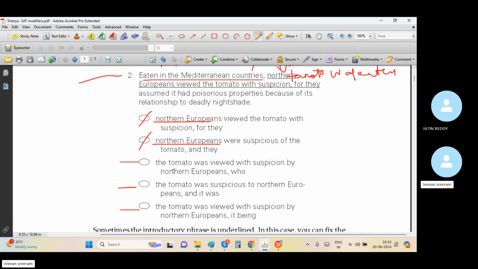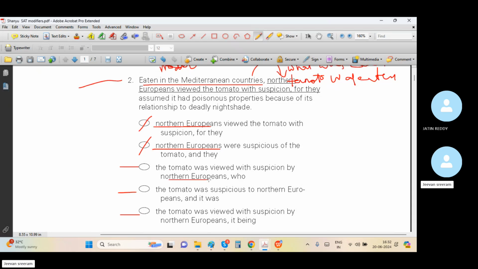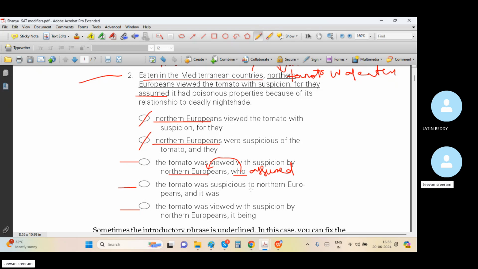Now check each of the options. Tomato was viewed with suspicion by Northern Europeans. Yes, it is making sense. Who also represents Europeans, who assumed. And then next I can continue with what is there immediately after the underlined portion: who assumed it had poisonous properties because of its relationship to deadly nightshade. The tomato was suspicious to Northern Europeans, and it was okay. Till here it is okay. The problem is with 'and it was poisonous properties.' It was poisonous. And it was assumed it had poisonous. This is what it goes like, right?